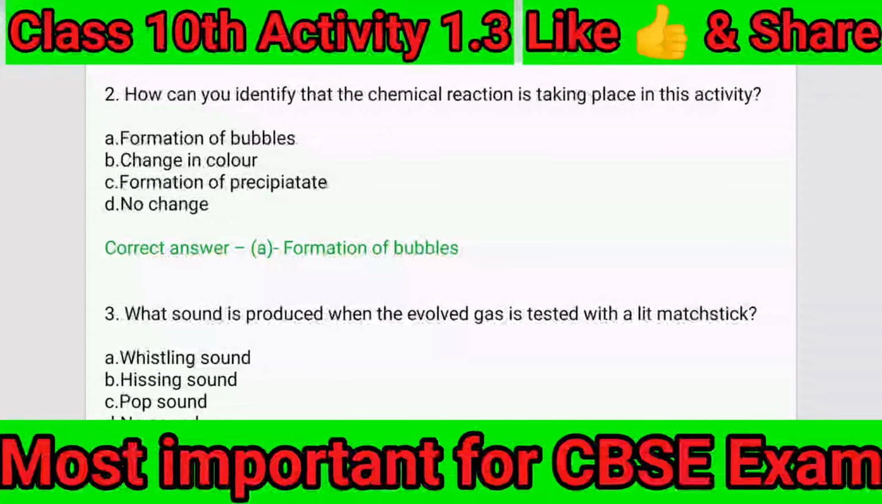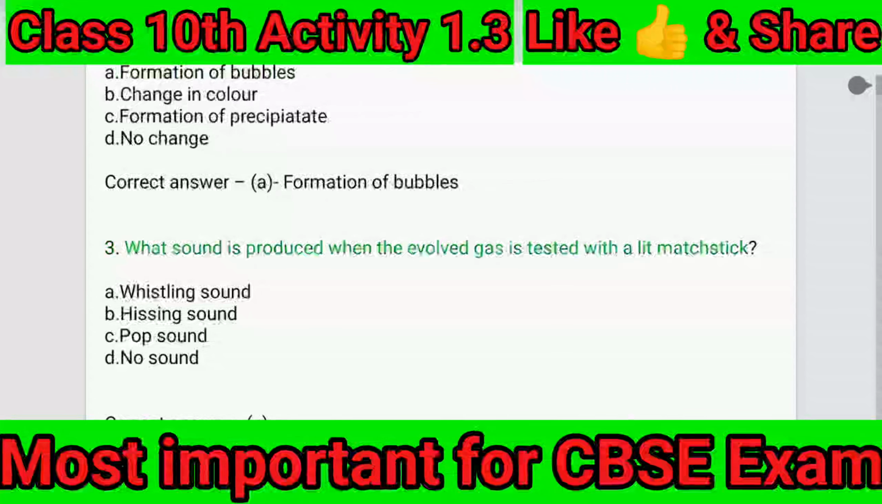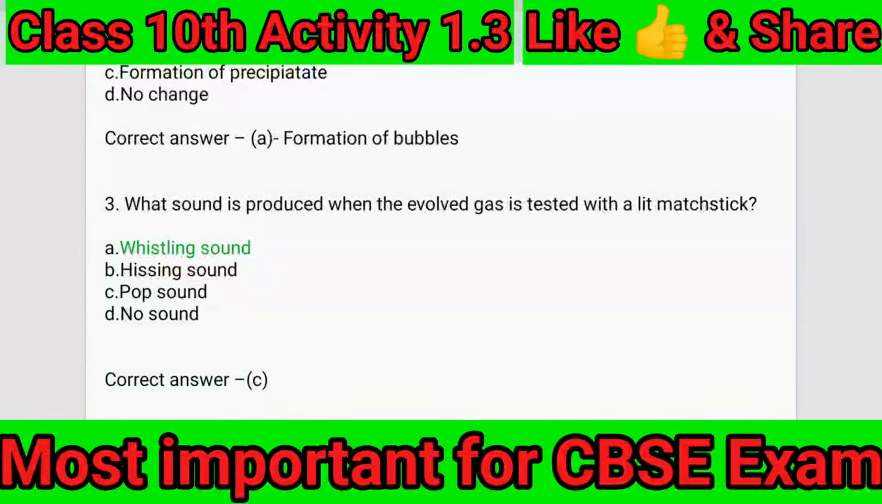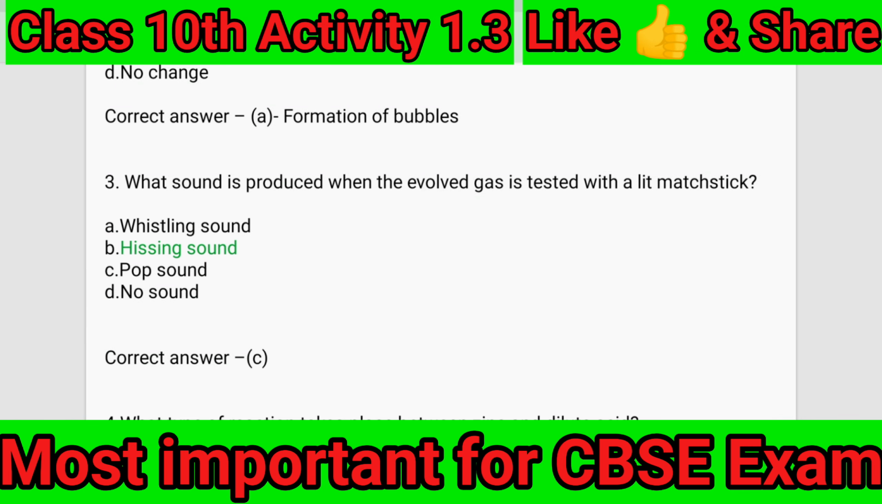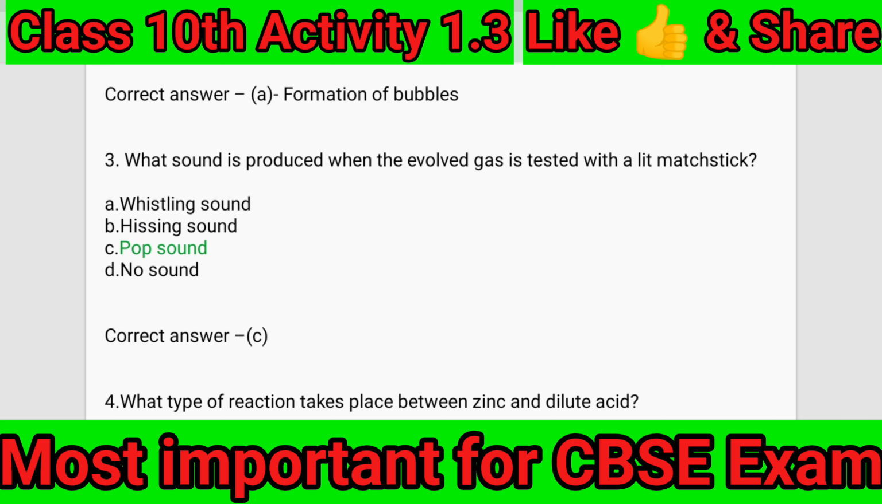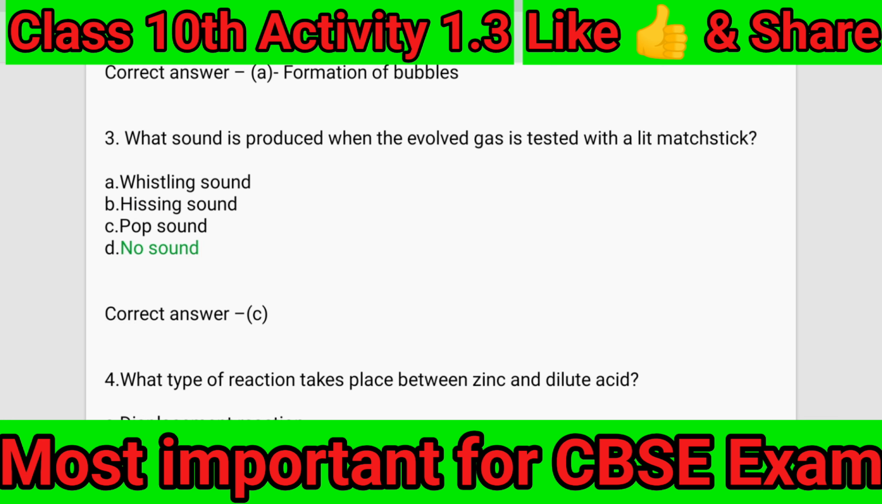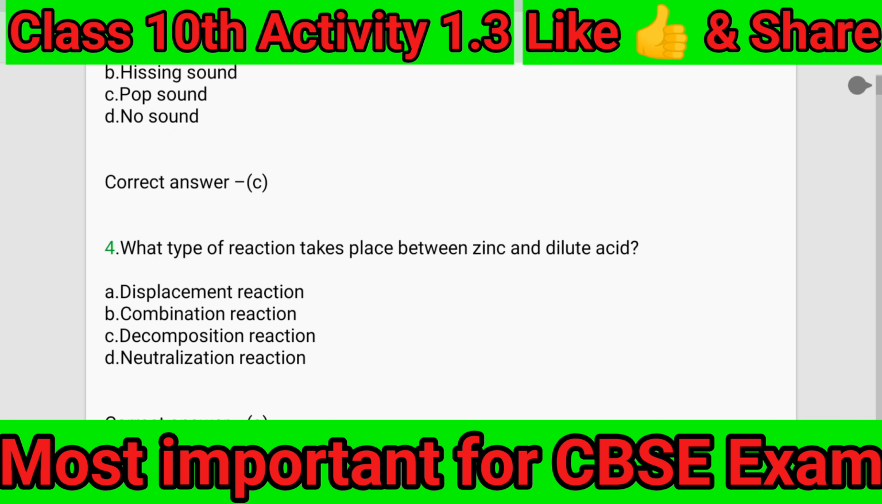3. What sound is produced when the evolved gas is tested with a lit matchstick? A. Whistling sound. B. Hissing sound. C. Pop sound. D. No sound. Correct answer: C.